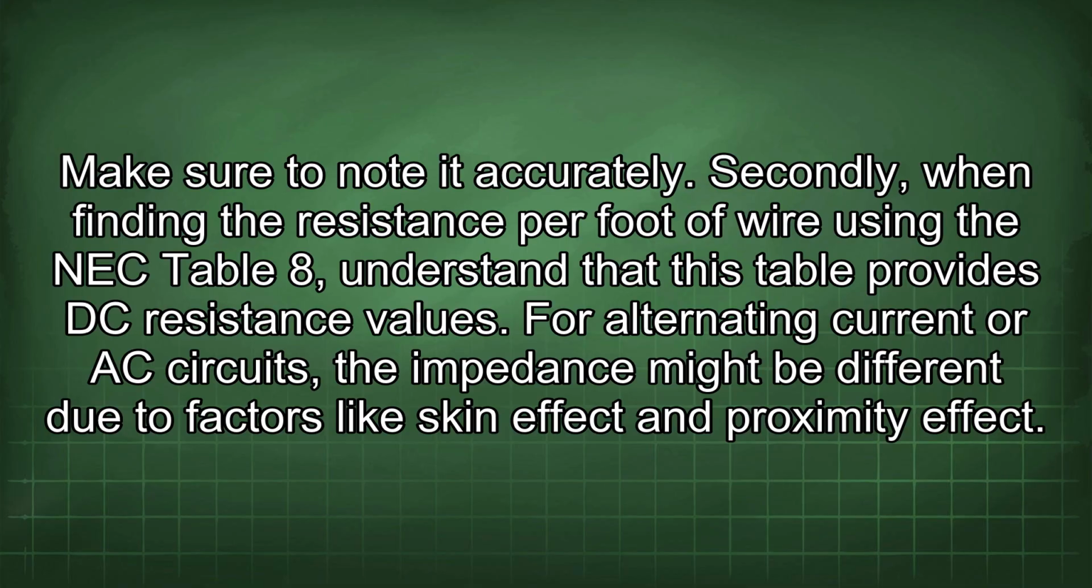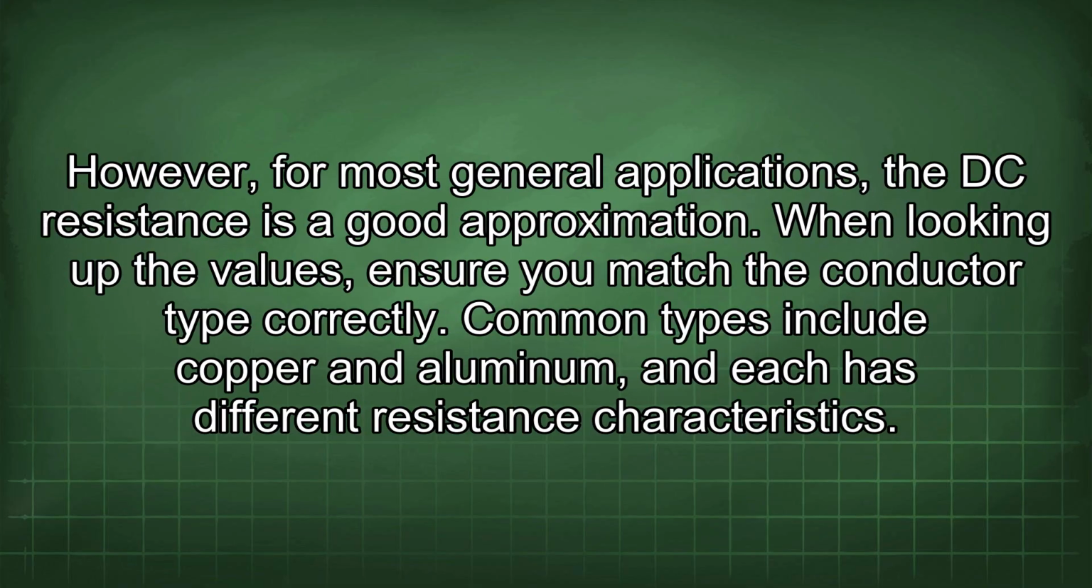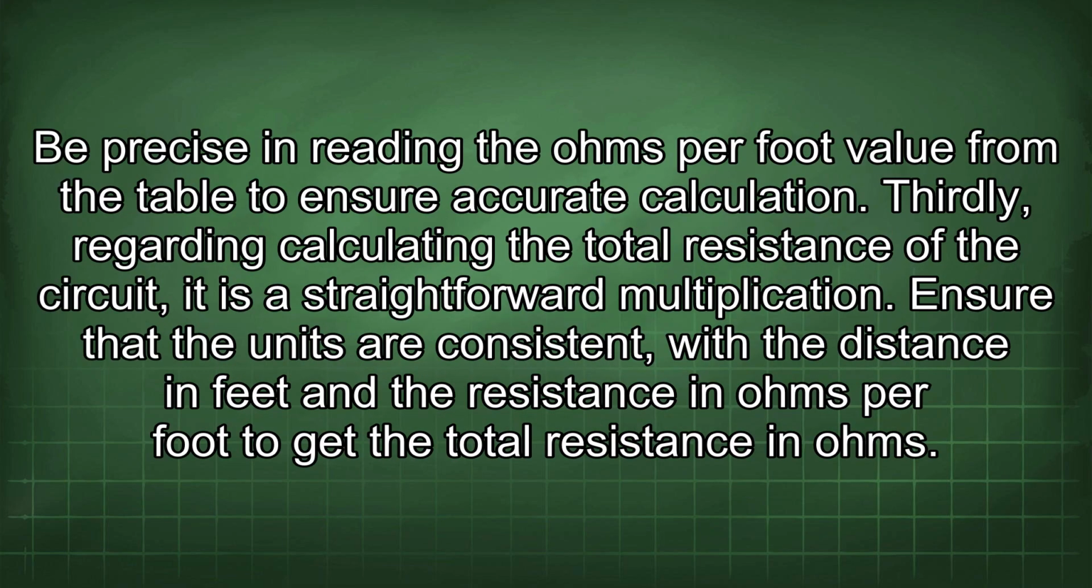Secondly, when finding the resistance per foot of wire using the NEC Table 8, understand that this table provides DC resistance values. For alternating current or AC circuits, the impedance might be different due to factors like skin effect and proximity effect. However, for most general applications, the DC resistance is a good approximation. When looking up the values, ensure you match the conductor type correctly. Common types include copper and aluminum, and each has different resistance characteristics. Be precise in reading the ohms per foot value from the table to ensure accurate calculation.